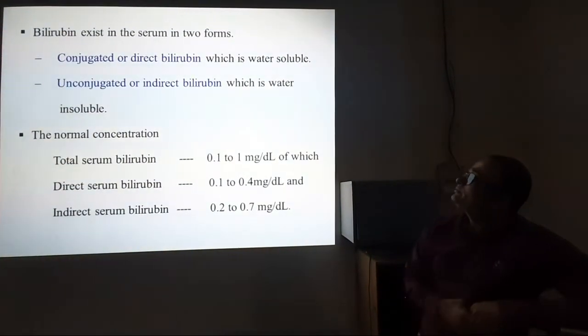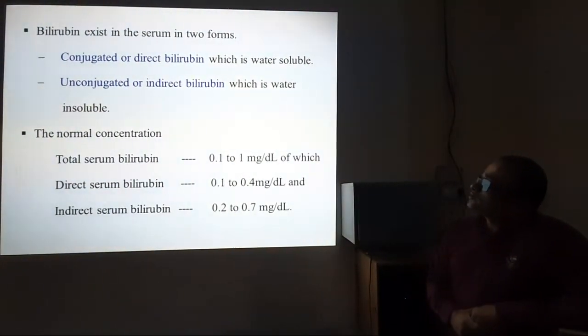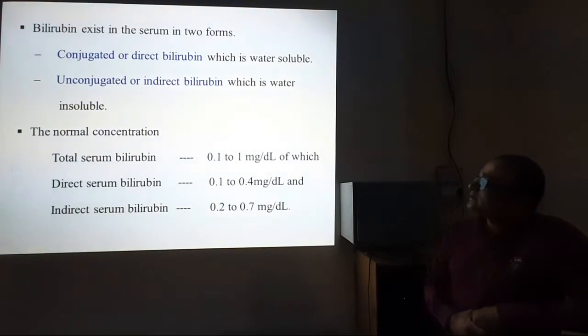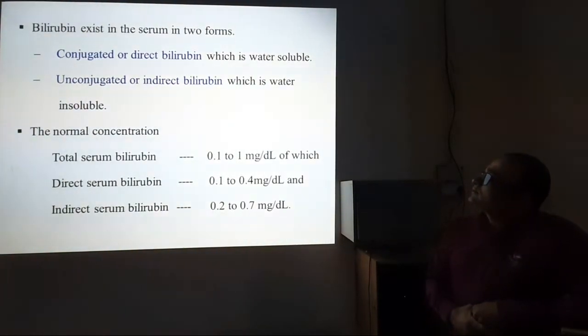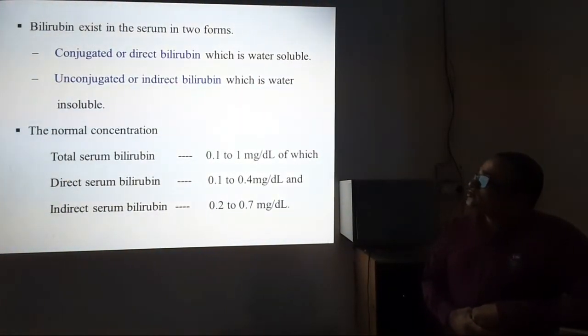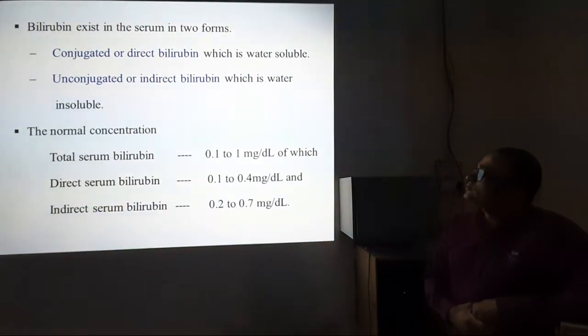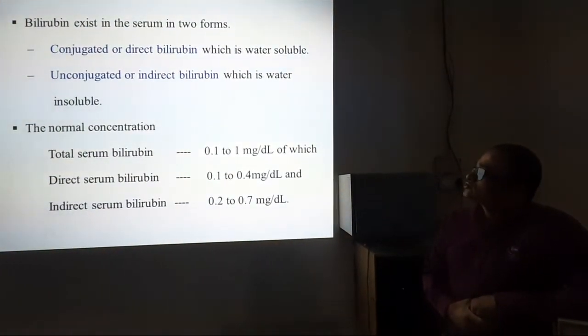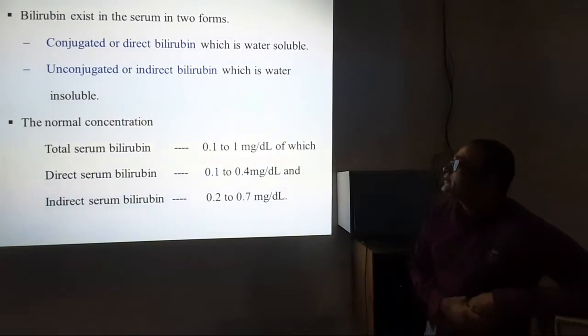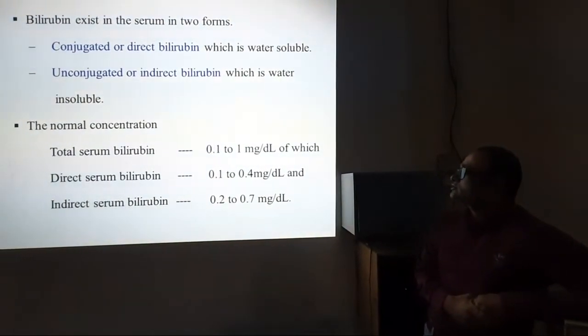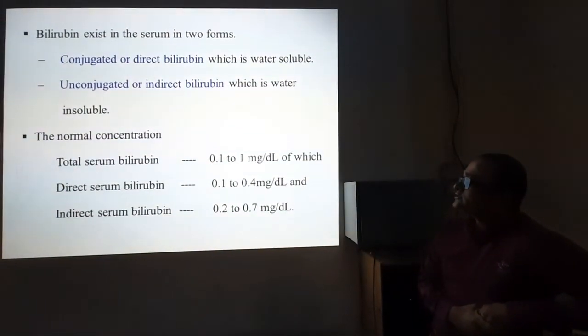Then bilirubin, as I have already told you, exists in two forms: the conjugated or direct bilirubin, which is water soluble; and unconjugated or indirect bilirubin, which is water insoluble. So first thing we need to know is what are the normal concentrations of bilirubin. So what is the total serum bilirubin?